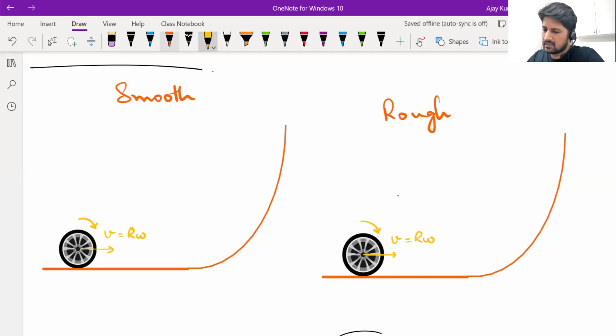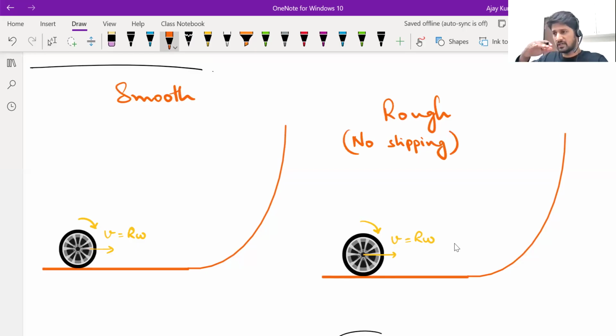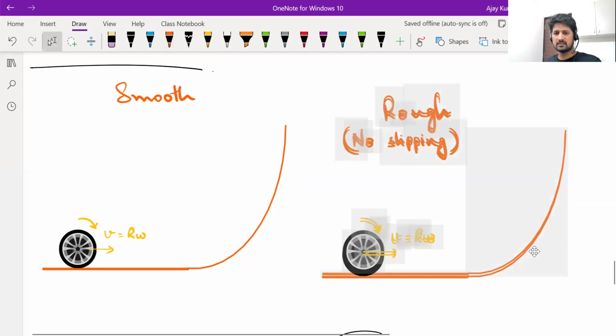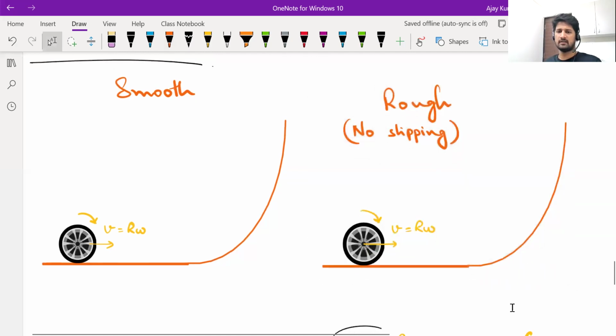Okay. And it is given to you that the rough surface is sufficiently rough to prevent slipping. So on rough surface, you imagine there is no slipping. Means even when it is climbing up the slope, there is no slipping. Friction is sufficient to prevent slipping. Okay. So you just have to analyze and tell in which case the wheel will rise to a greater height.